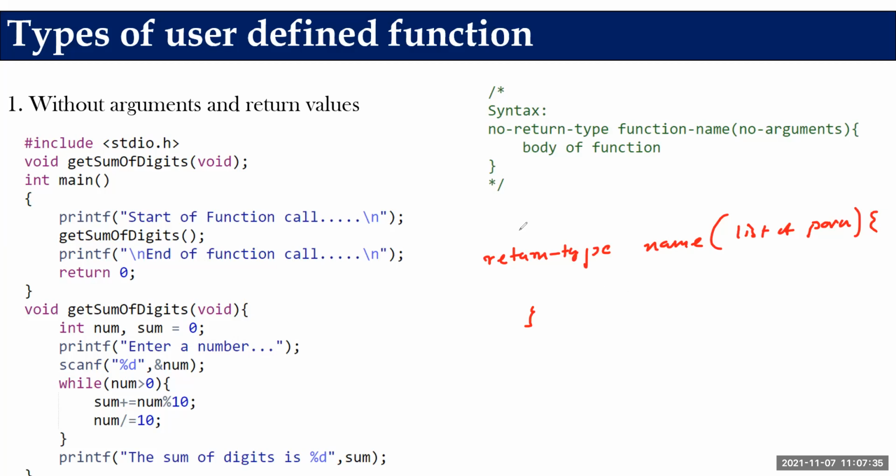Now see, by combining the return type and the list of parameters, C programming supports a total of 4 different ways of working with user-defined functions. 4 different ways of working with user-defined functions. So let's see the first one. The first category is without any argument.